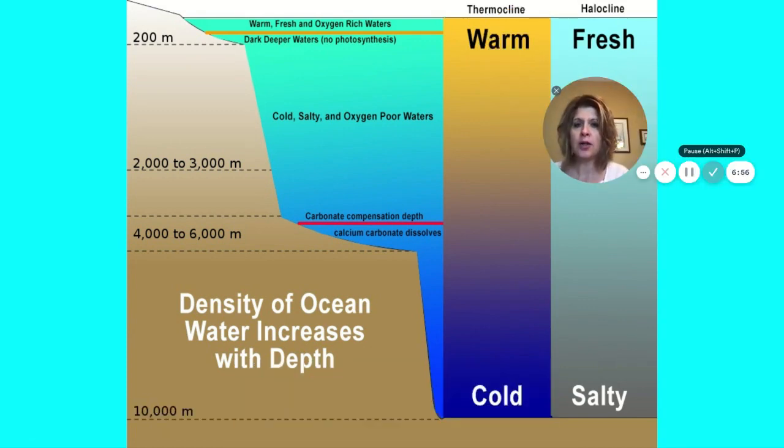Now, if you look at this diagram, the diagram shows you up here at the top of the ocean, about 300 meters, the water is warmer, fresher, and oxygen rich. As you go deeper, the dark, deeper waters have no photosynthesis because there is no light for the plants. It gets colder, saltier, and the oxygen gets less. And as you continue to go deeper, we have the carbonate compensation depth, and the calcium carbonate starts to form here.